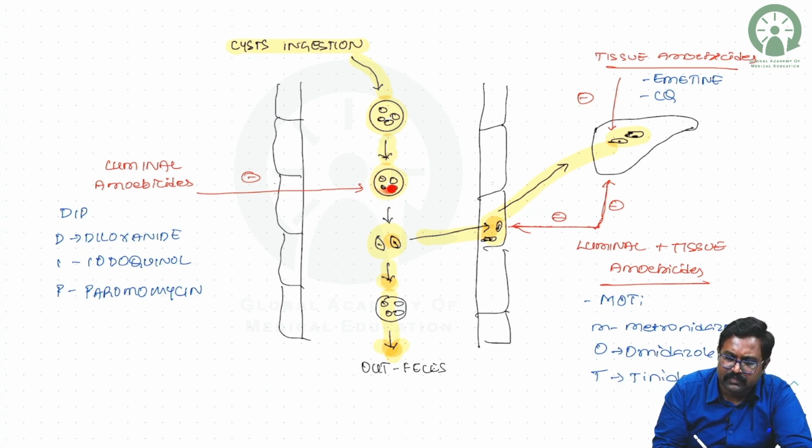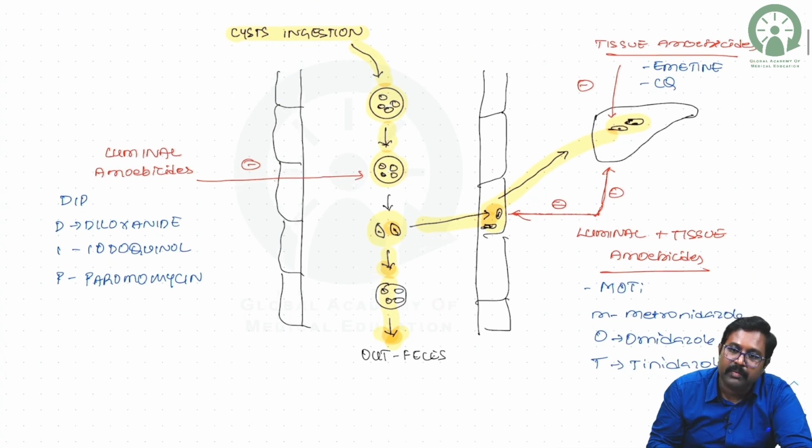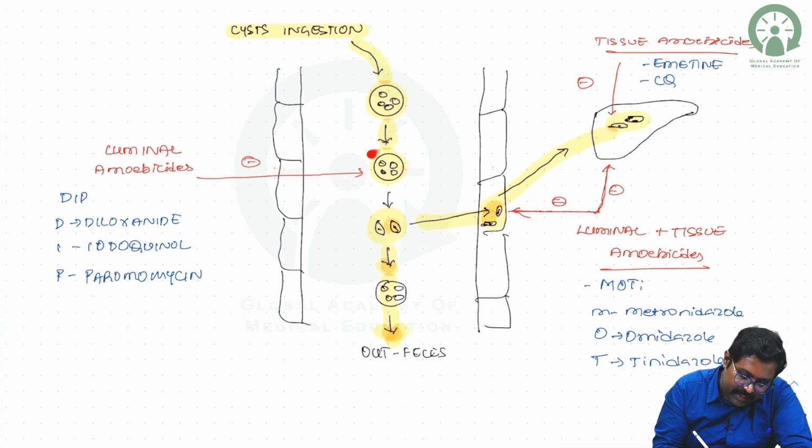So what will be our target sites? You can target the luminal amoebiasis, that is the luminal amoebicidal agent, luminal amoebicides. If you target the tissue amoebiasis, it will be your tissue amoebicidal agent. If you are targeting both the luminal as well as the tissue, it is called a luminal tissue amoebicidal agent, which has both the activities. So let us see the examples.